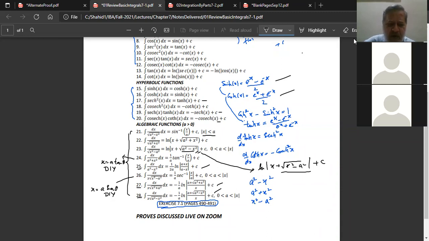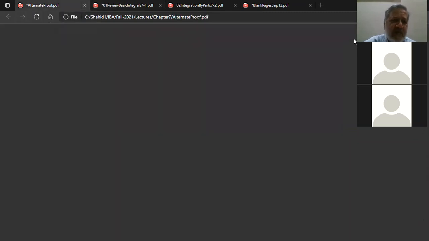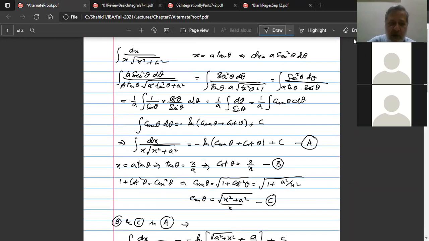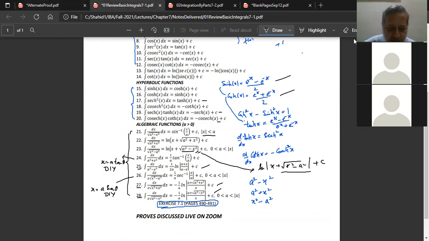So I am sharing one of these formula proofs without using new functions, instead using trigonometric functions. ये मैंने करके रखा हुआ था, dx upon x times square root of x square plus a square. So let us see where it appears here, number 27.